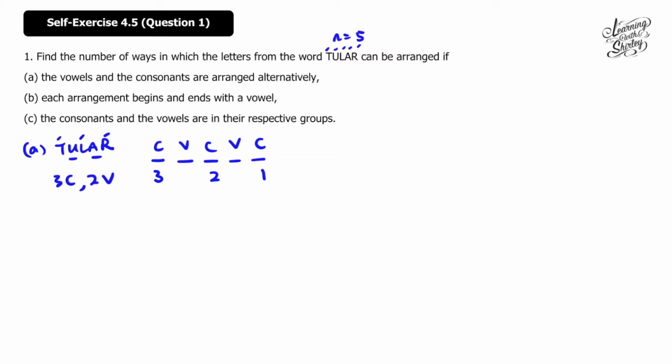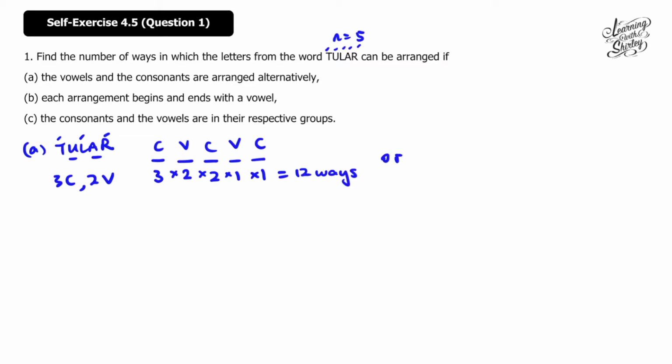Okay, and then the second one, the vowel. So there are 2 vowels, which means that there will be 2 ways to place the first vowel in the second place. And then the next vowel will be only left 1 way. Then after that, to find the number of ways, we multiply them together. And the answer is 12 ways.